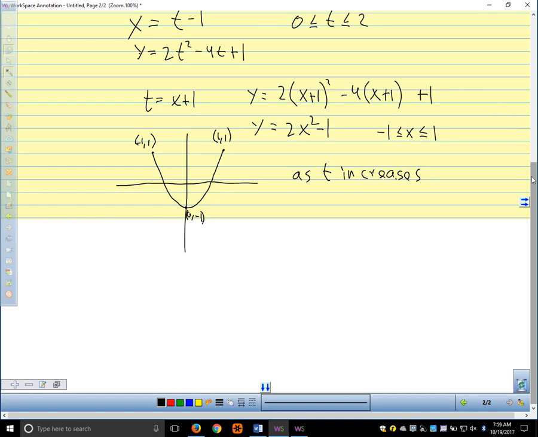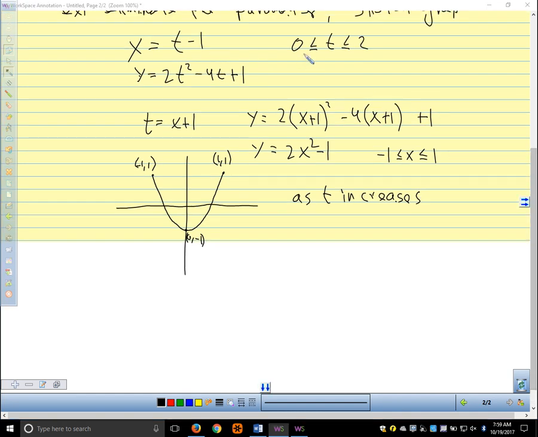So as t increases, when t is 0, x is -1. And when t is 2, x is 1. So we're traveling along the graph in that direction as t increases. If you graph this in your calculator in parametric mode, your calculator would graph like so. So we would say this has left to right orientation. We call that the orientation.